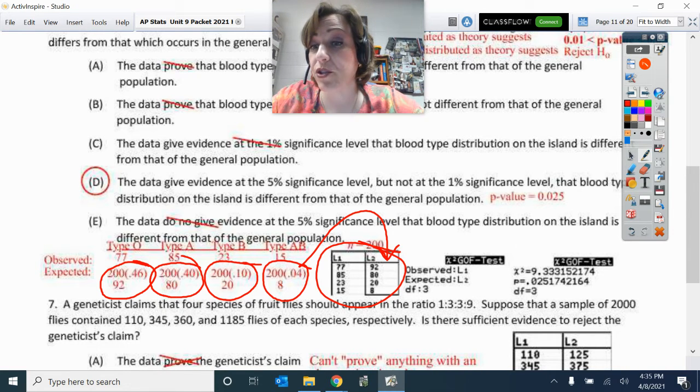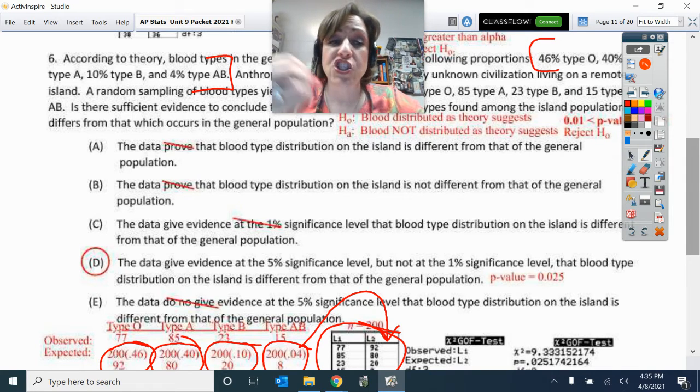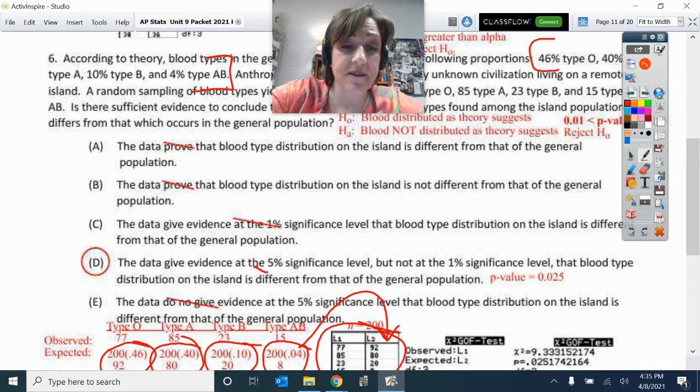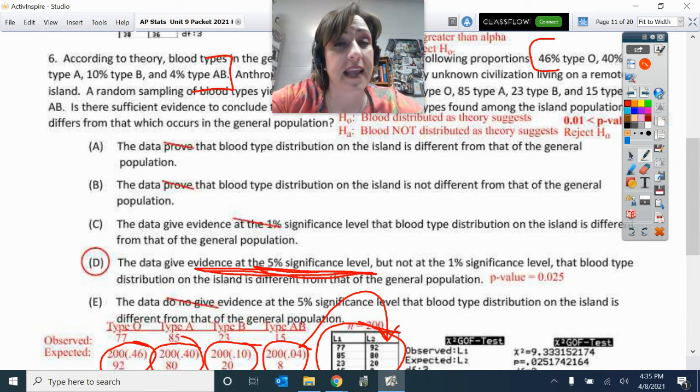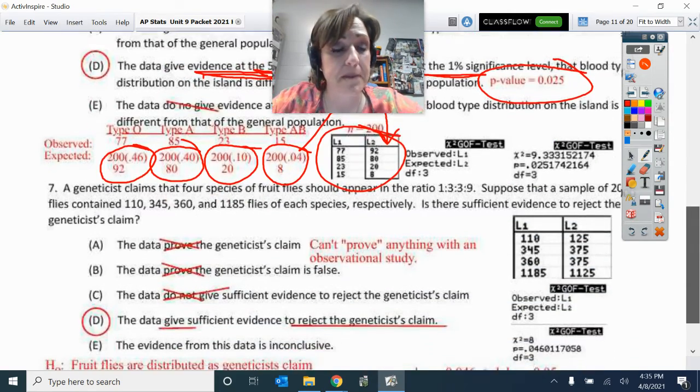So 0.025 is the p-value. So that means it's significant. If your p-value is less than alpha, it's significant at that level. So I have evidence at the 5% significance level. My data is significant at the 5% level, but not at the 1% level because 0.025 is not less than 1%. Okay?